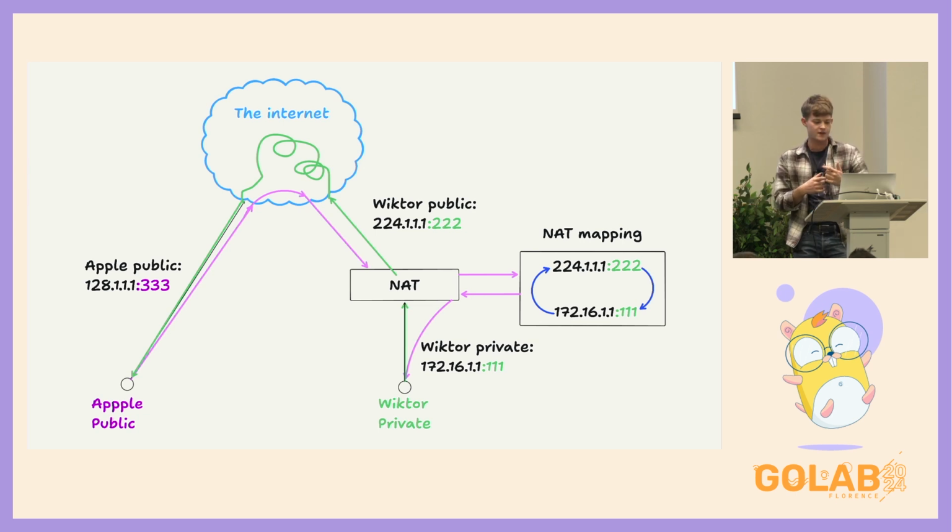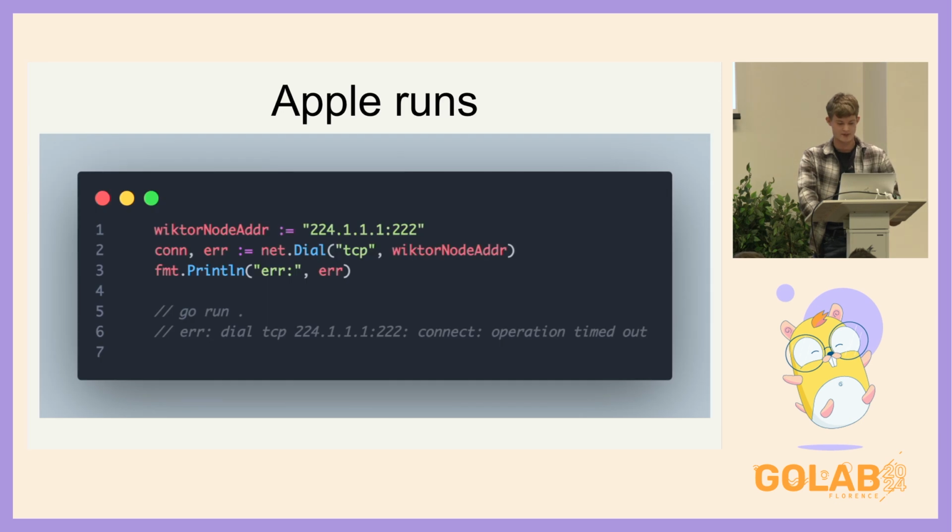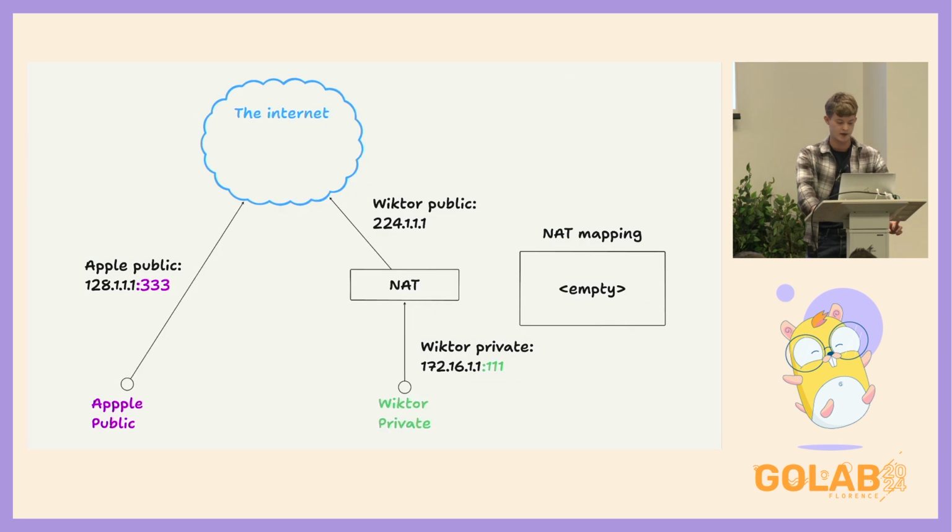Let's see what happens if Apple tries connecting to Wiktor. I don't know why they would do that, but let's see what happens. Let's say Apple runs the following Go code, and as we can see, the operation times out. Why is that? Let's go back to our diagram.